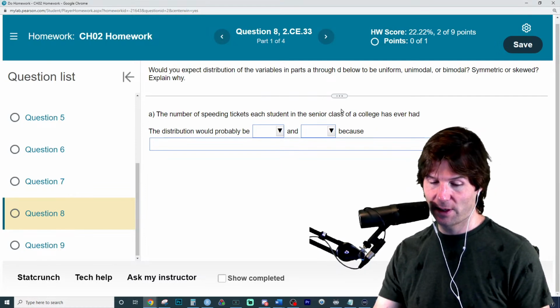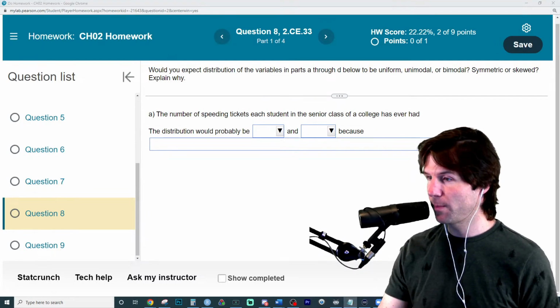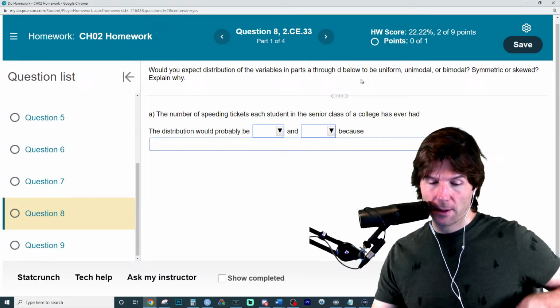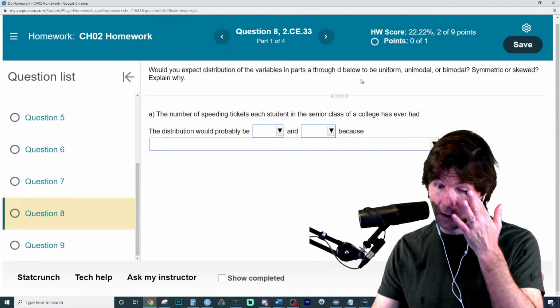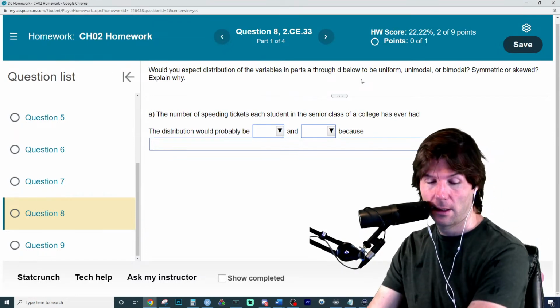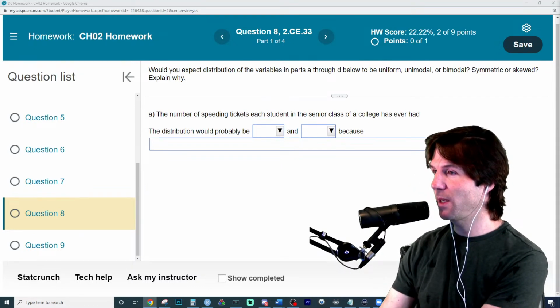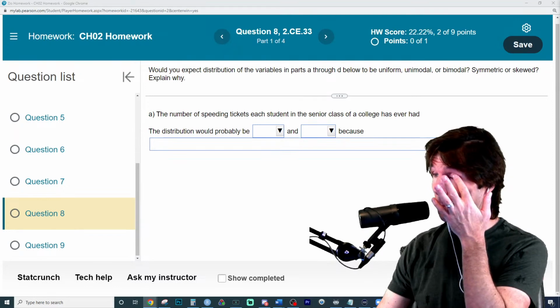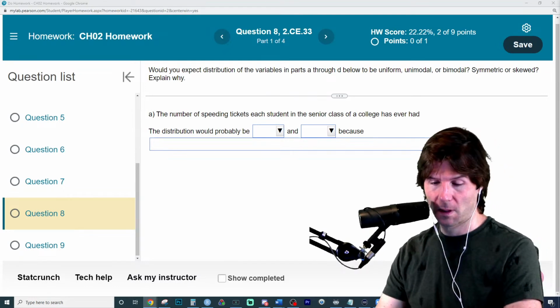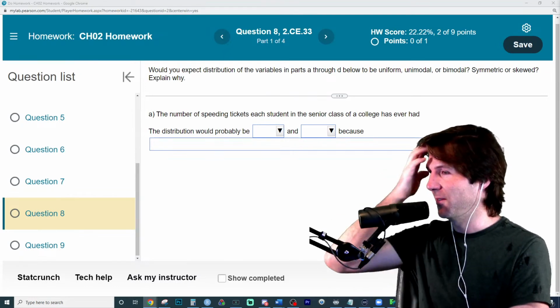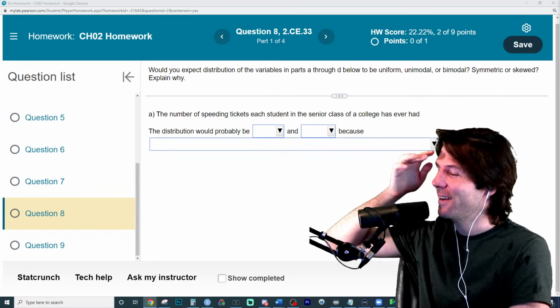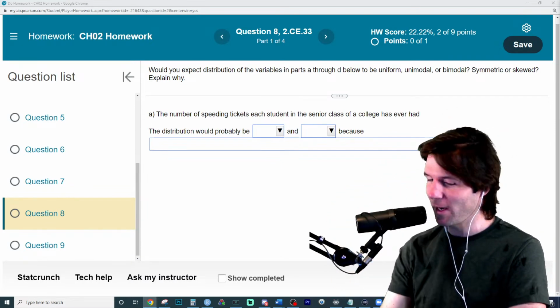The number of speeding tickets each student in a senior class of a college has ever had. This distribution would probably be, so how many speeding tickets do you think Brian's ever had? This is a bad question to ask. 2. Actually, I think it's about right, Evan.